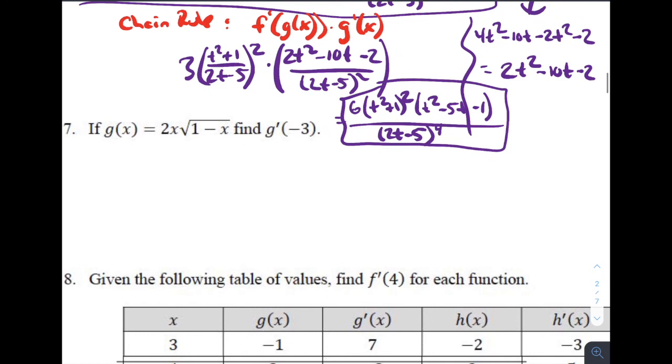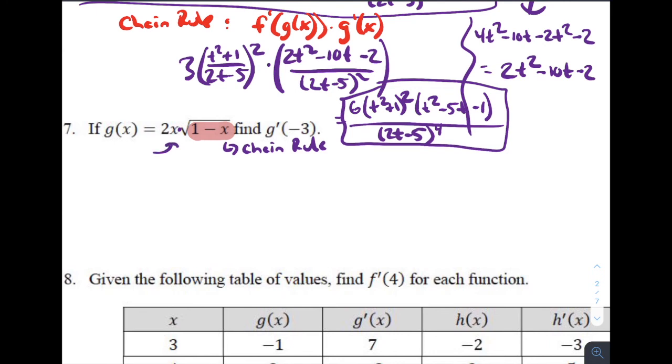On to number 7. If g of x is equal to 2x times the square root of 1 minus x, find g prime of negative 3. All right, well, immediately I noticed two things. First off is I noticed that this 1 minus x is inside of that square root. So the fact that I've got an inside here is going to tell me that I need the chain rule for this problem.